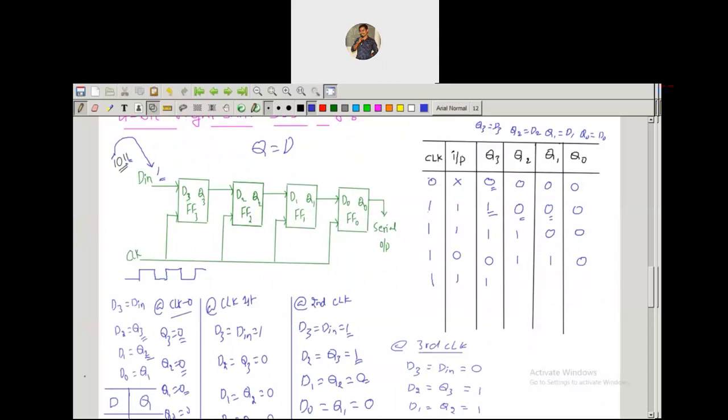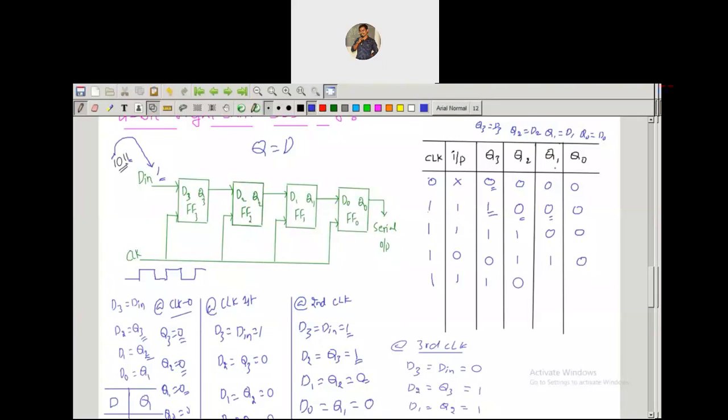And Q2 will be what? Q2 equals D2. But what is the D2 value here? You can observe the diagram. D2 equals Q3. So what is the Q3 here? You have to observe the previous clock pulse. In the previous clock pulse, the Q3 value is 0. So D2 equals 0, and as the D2 value is 0, Q2 will be 0.